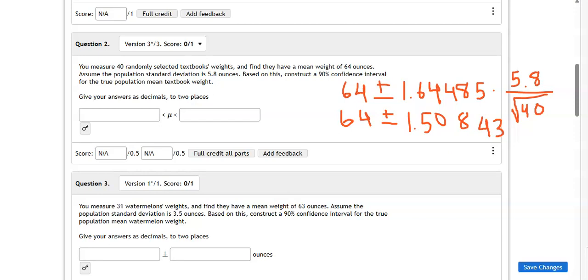But this one, on the other hand, wants us to go to the final step of getting the two values of the confidence interval. All right, so we're going to do 64 minus, and I'm going to do 1.51 since it says 2 decimal places. So 64 minus 1.51 ends up being 62.49. That's what would go right there. And then 64 plus 1.51 would be 65.5.